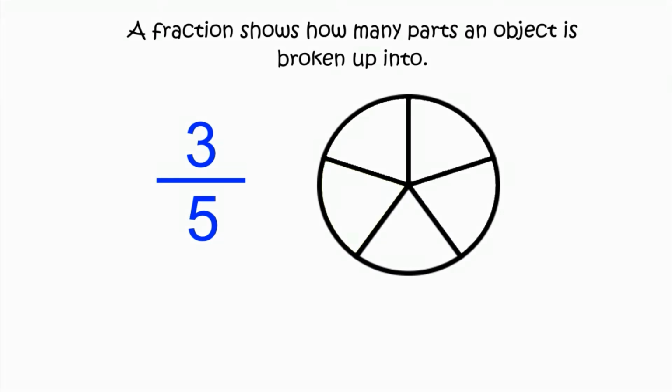The bottom number of a fraction, called the denominator, always shows us into how many equal-sized parts the whole is divided. This circle has 5 equal parts, so we write the number 5 at the bottom of our fraction.